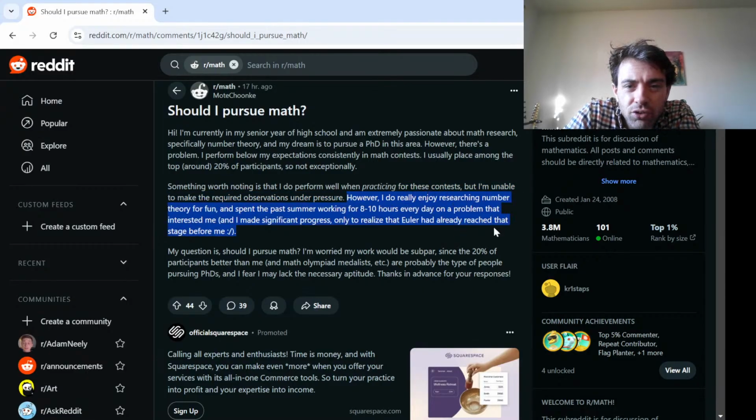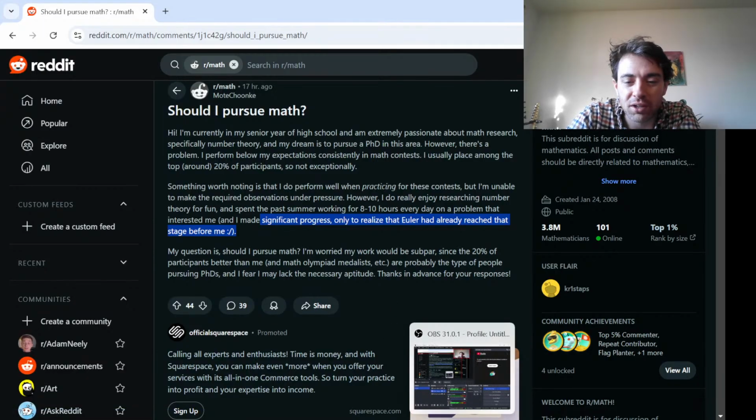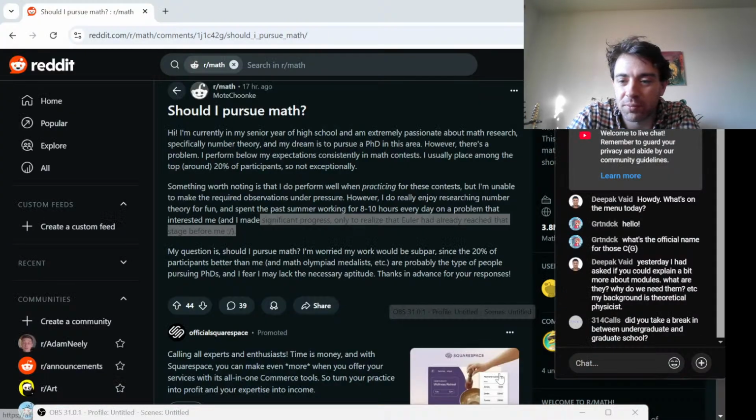But enjoy doing research. Yeah, so I mean that spend 8 to 10 hours every day on a problem that interests me. That sounds like a mathematician in my mind. Euler already reached that stage before me. Yeah, that's going to happen to you a lot. I think that happens to every mathematician. At some point in your life, it's maybe a rite of passage. You think you discover your own thing, and then Euler did it already. So yeah, definitely this person should pursue math if they want to pursue math, 100%.